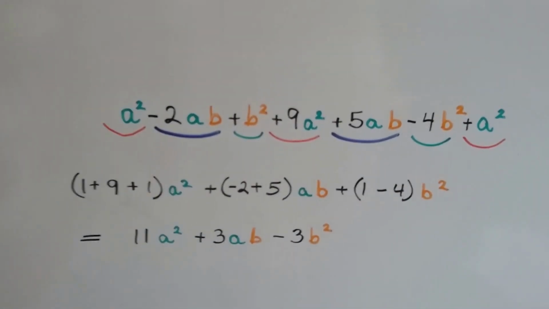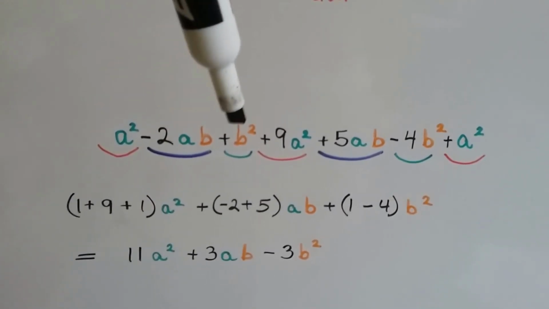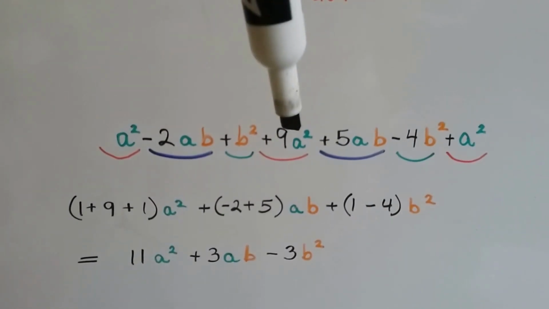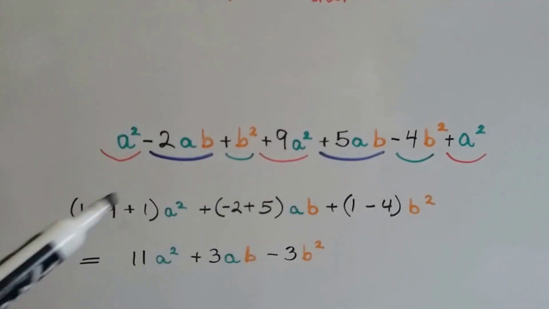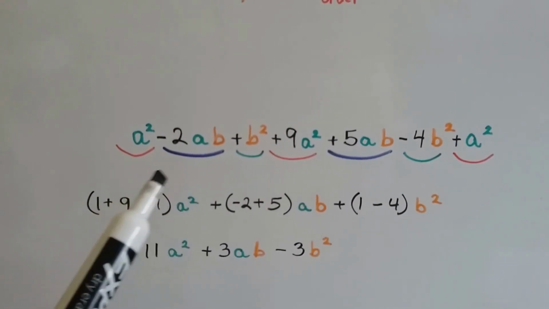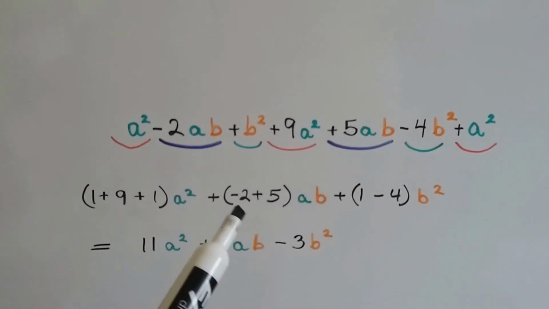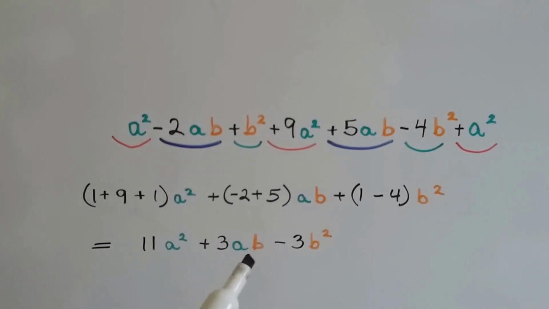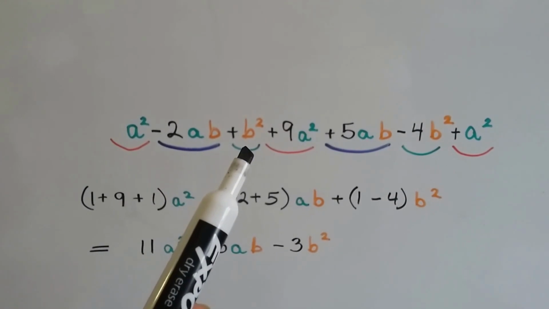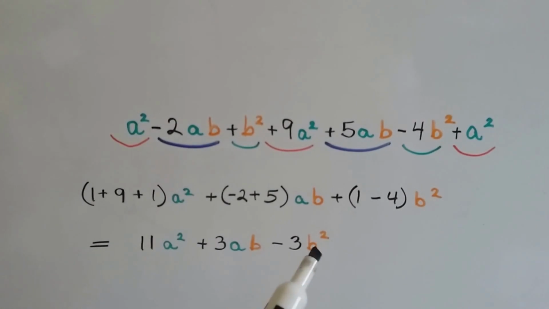Now this one's got 3 different ones. We've got an a squared, we've got an ab, and we have a b squared. So we put the a squareds together. We've got 1a squared, 9a squared, and 1a squared. 1 and 9 and 1 gives us 11a squared. Now we've got negative 2ab plus a 5ab. That's going to give us a positive 3ab. And we've got a 1b squared and a negative 4b squared. 1 take away 4 is a negative 3b squared.